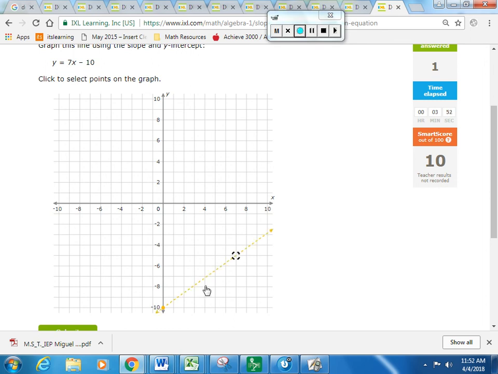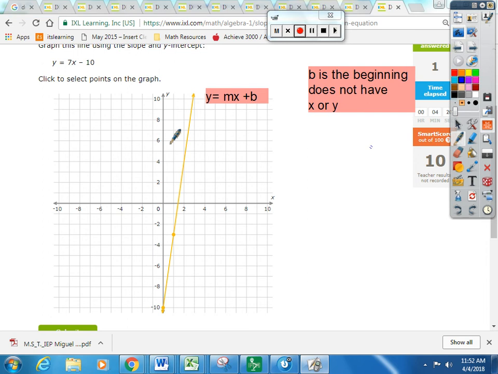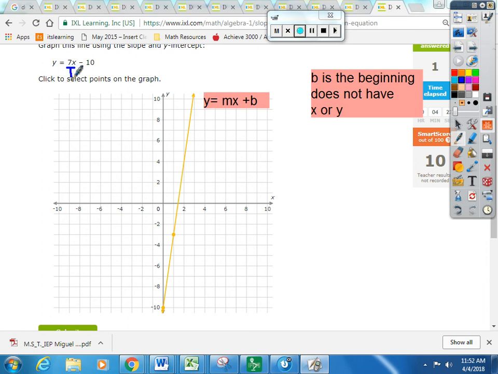Seven. Very good. So that means you count, it's positive, so you go up 7. 1, 2, 3, 4, 6, 7. And how many do I go to the right? It doesn't say that. Do you see how it doesn't have the number? That means you go over 1. Why do you go over 1? Because it's a whole number. If it doesn't have the fraction, it's always over 1. So I went up 7 over 1.